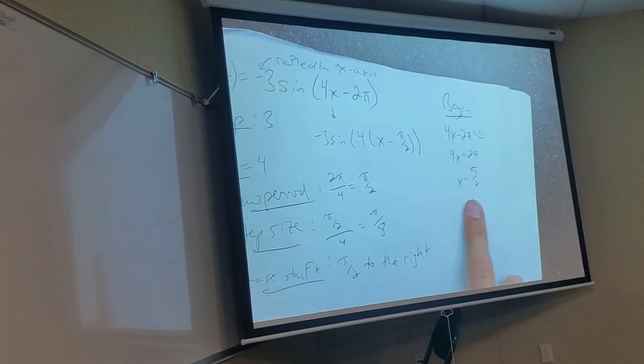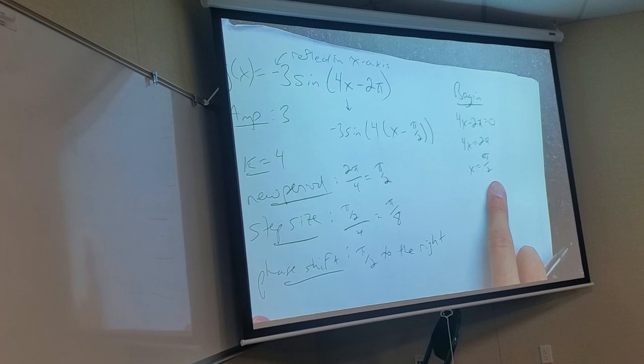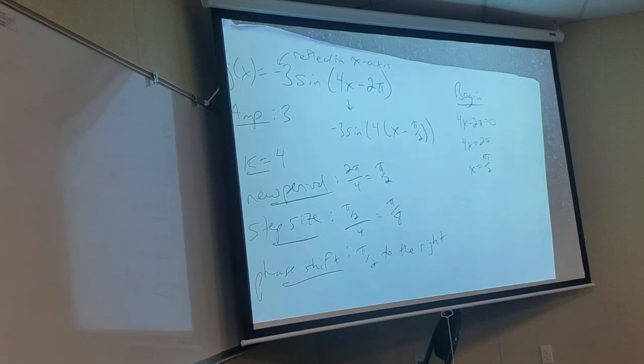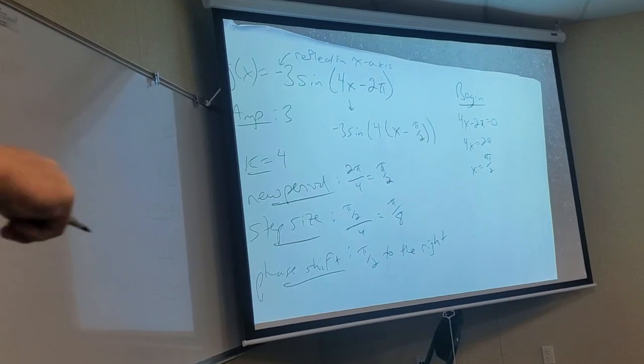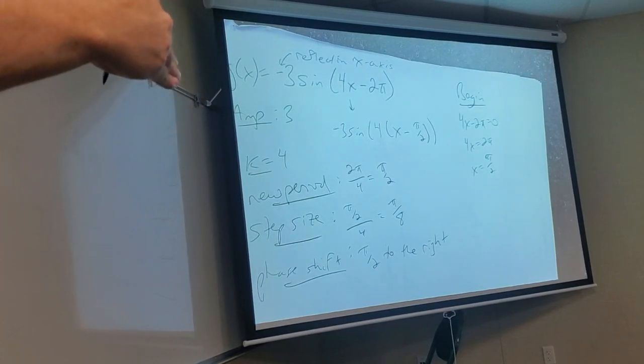Now what was the period? Pi over 2. So if it starts at pi over 2, where should it end? The period's pi over 2, so where should it end?